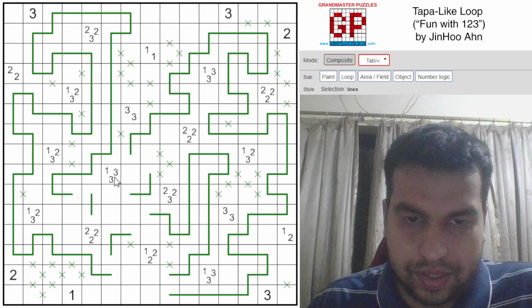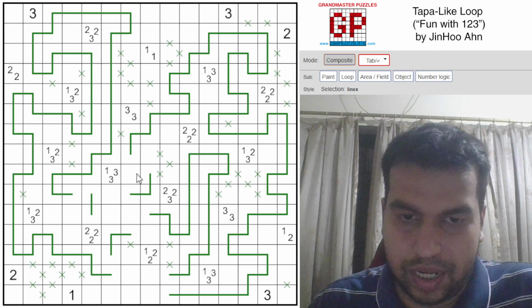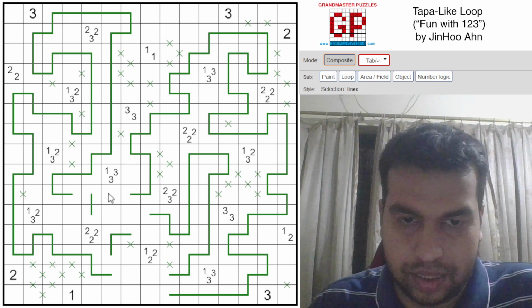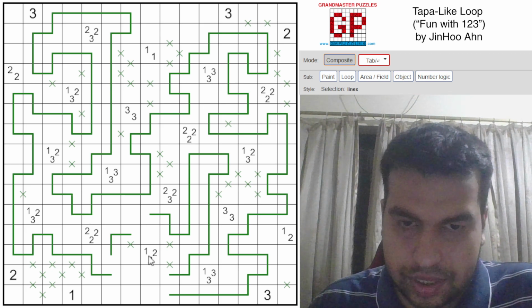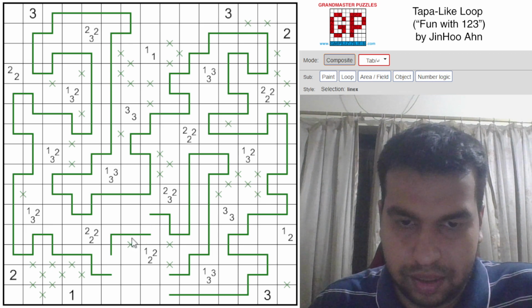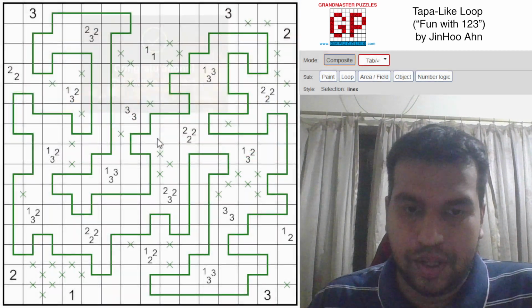Now, if this 3, 3, 1, if the 3 part is the vertical, that will leave this part stranded. So this is the 1 and this is the 3. Now it's just a case of completing it. Since the 1 part is taken here, both of these are 2, and we just complete it.